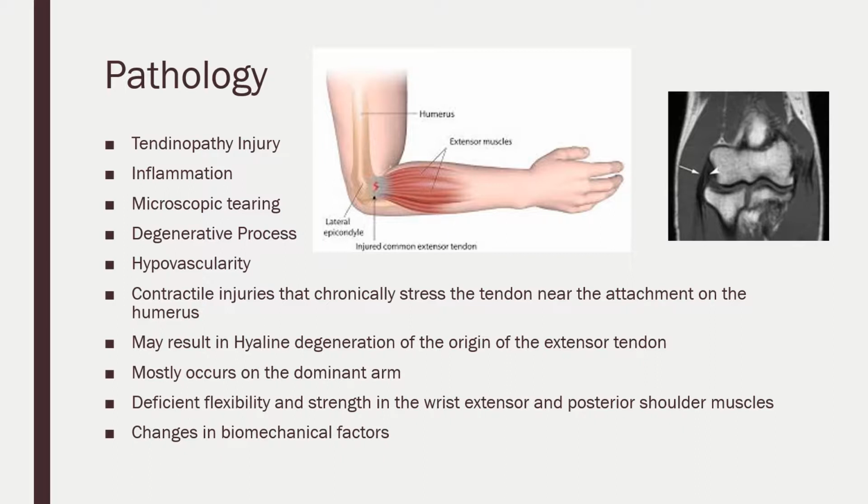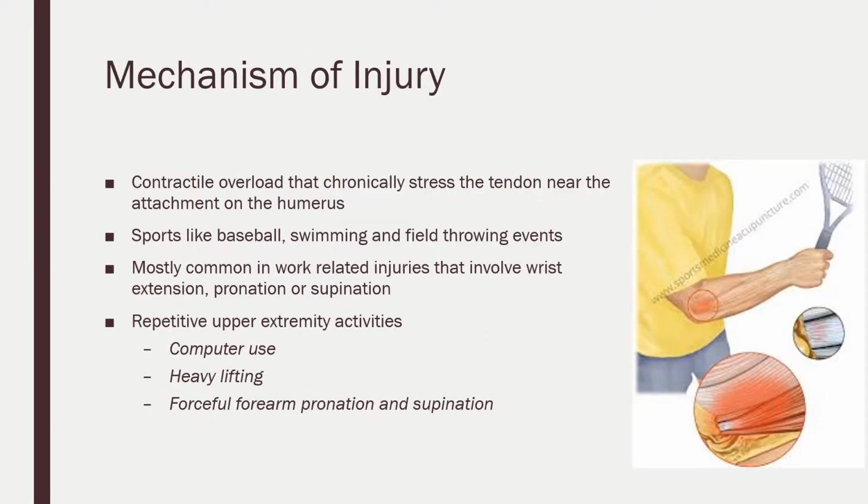Deficient flexibility and strength in the wrist, extensor, and posterior shoulder muscles, and changes in biomechanical factors can cause it as well. Mechanism of injury includes contractile overload that chronically stresses the tendon near the attachment on the humerus, sports like baseball, swimming, and field throwing events, mostly common in work-related injuries that involve wrist extension, pronation, and supination, repetitive upper extremity activities including computer use, heavy lifting, and forceful arm pronation and supination.